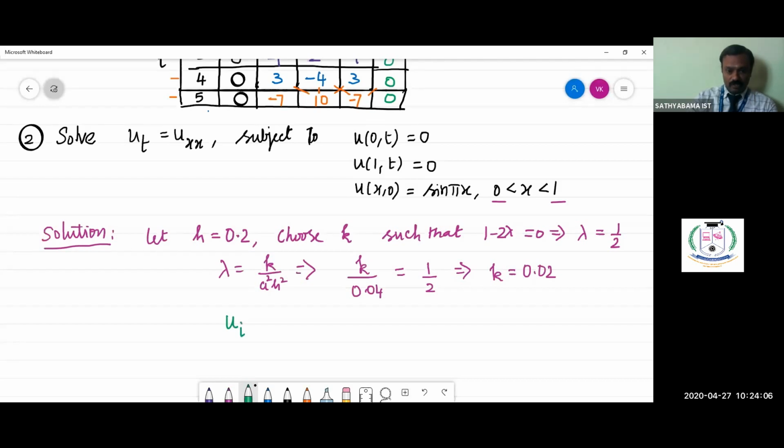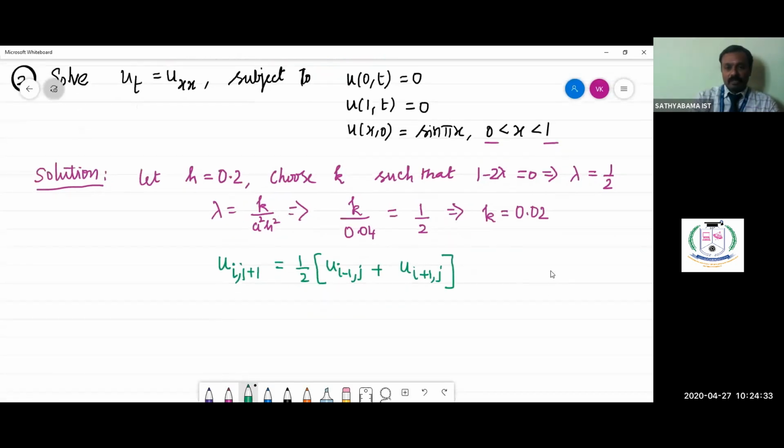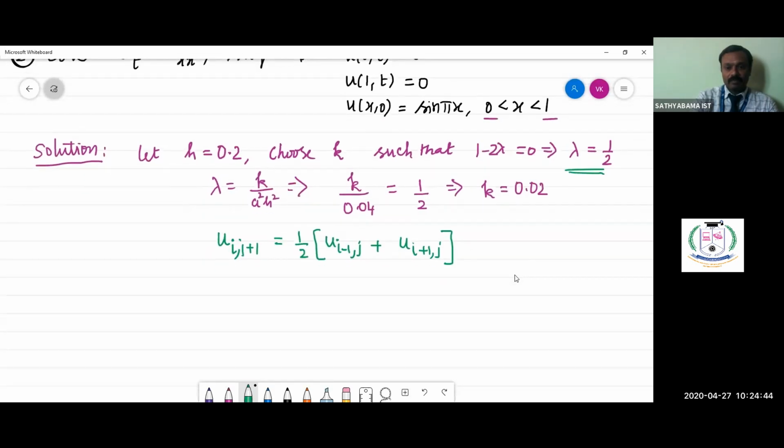formula, that is u i comma j plus 1 is equal to 1 by 2 into u i minus 1 comma j plus u i plus 1 comma j. We can also do the problem by choosing any other value for k that does not reduce lambda to 1 by 2. It will be the same as the previous case. To use the simplified formula of Bender-Schmidt, we have chosen this formula.